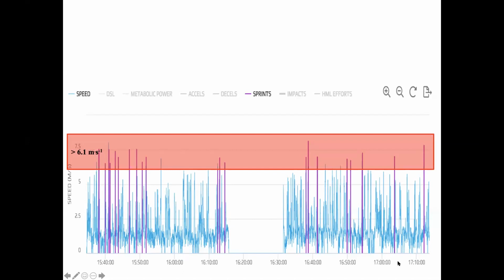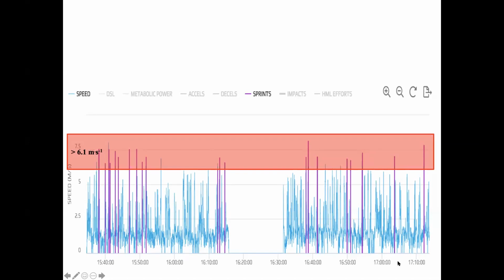Now, using the StatsBoard export for sprints, I was able to classify the sprints by their distance and the time a sprint started and finished. So this gave us an opportunity to look at the sprint duration and also the duration between sprints.